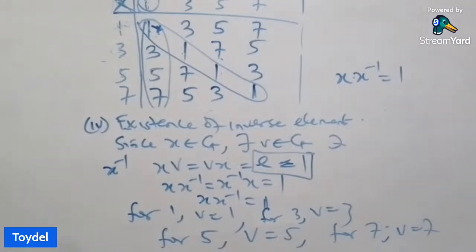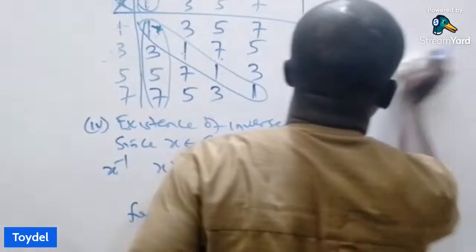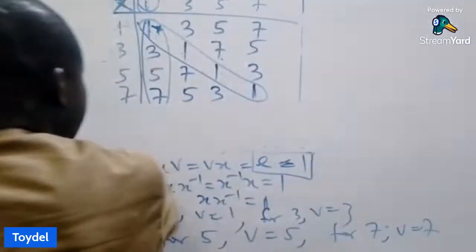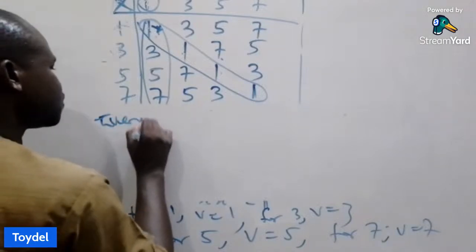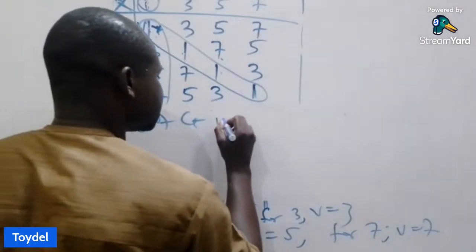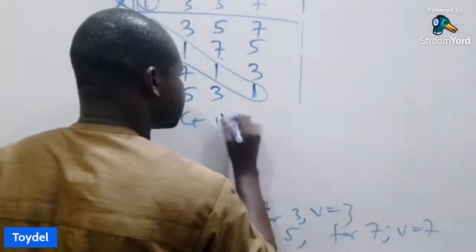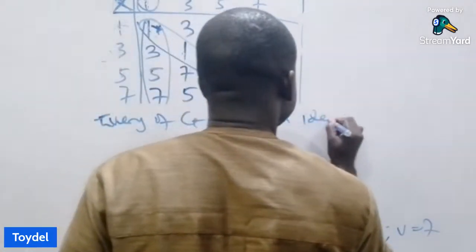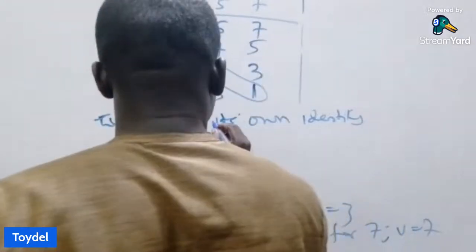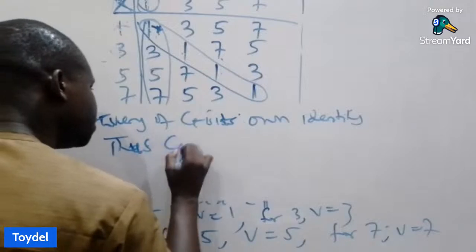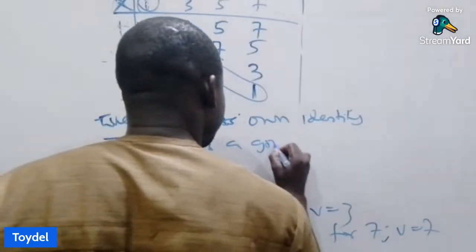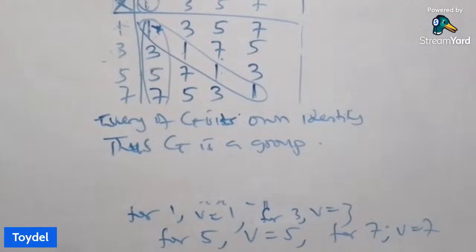So every element of G is its own inverse. In this question now, every element of G is its own inverse. When we get to that concept, I'm going to tell us. So we can conclude that every element of G is its own inverse. That's what you discover. Thus, G is a group. So we have been able to show that G is a group.